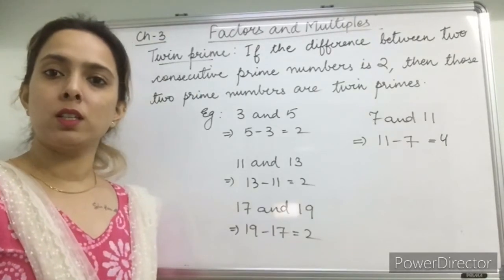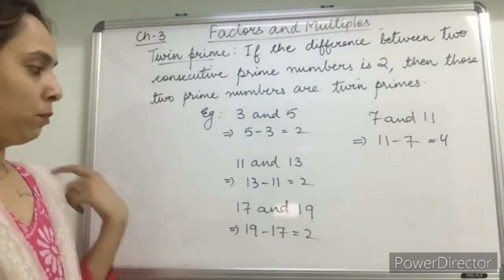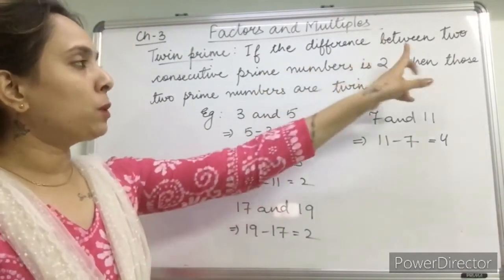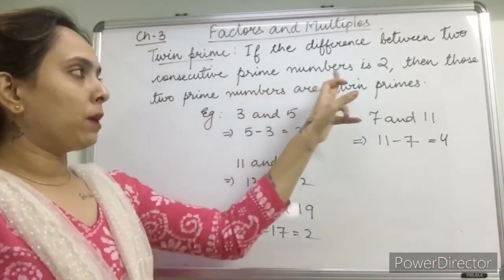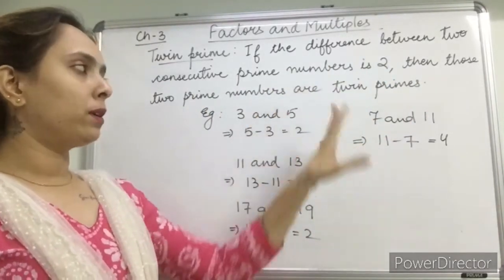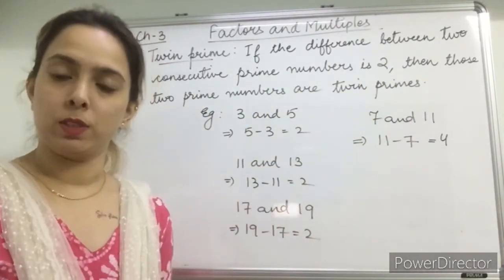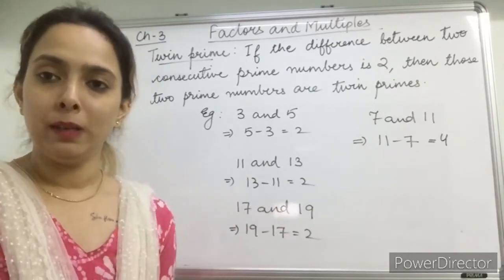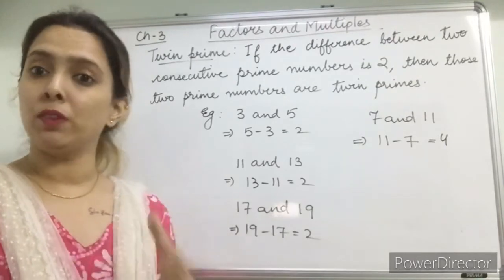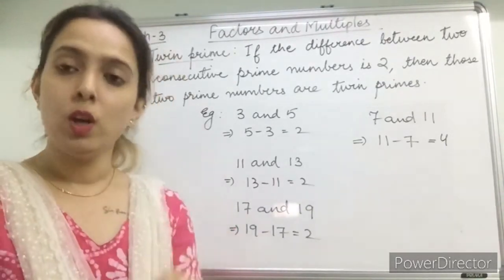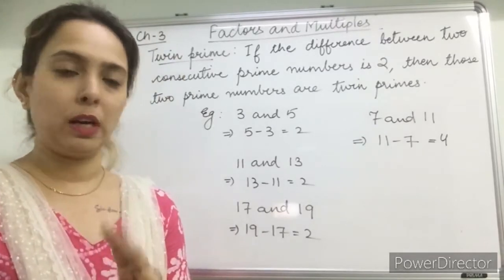Next topic is twin primes. So what are twin primes? If the difference between two consecutive prime numbers is 2, then those two prime numbers are twin primes. Like if we take any two prime numbers and the difference between those two prime numbers is 2, so those two prime numbers are twin primes.